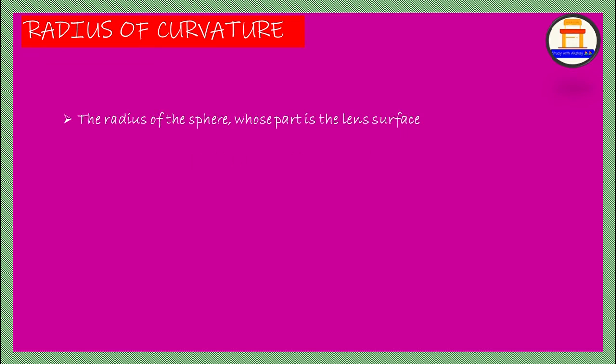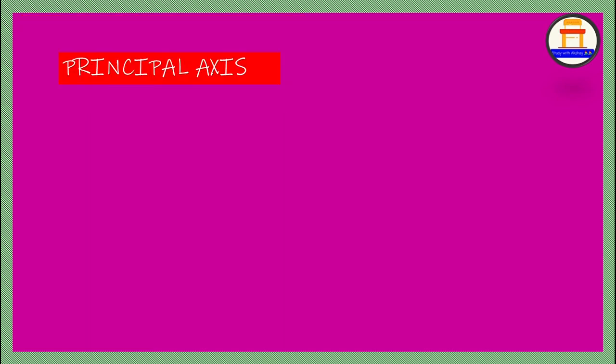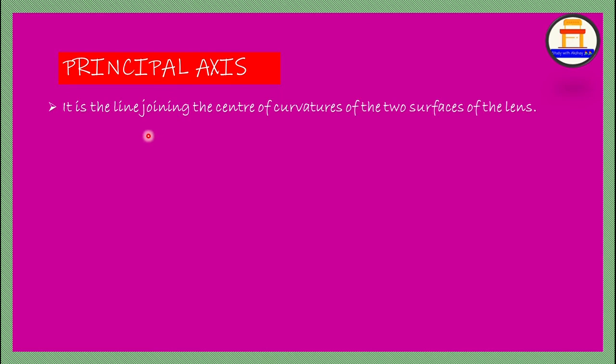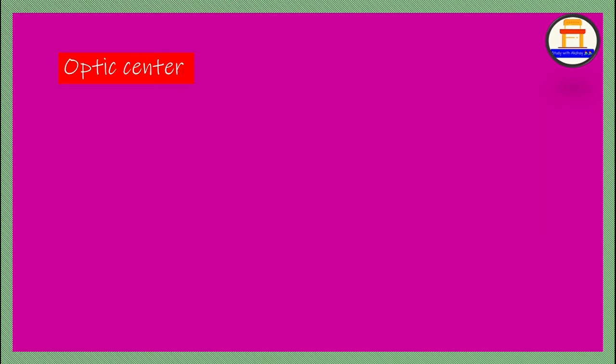Similar, right? Principal axis: the line joining the centers of curvature of the two surfaces of the lens. All these are one-mark questions. They might ask you to define them, so make a note of them. Pause the video, write the definitions. Anyway, the definitions are in the textbook.